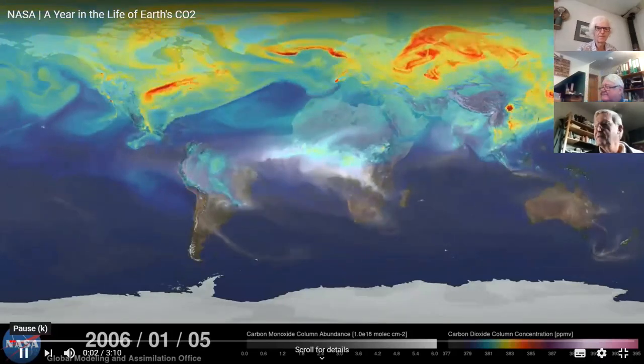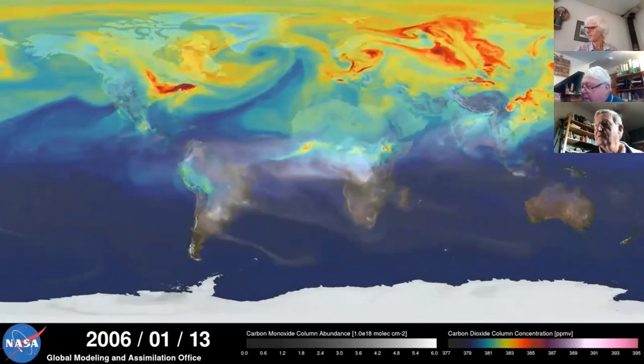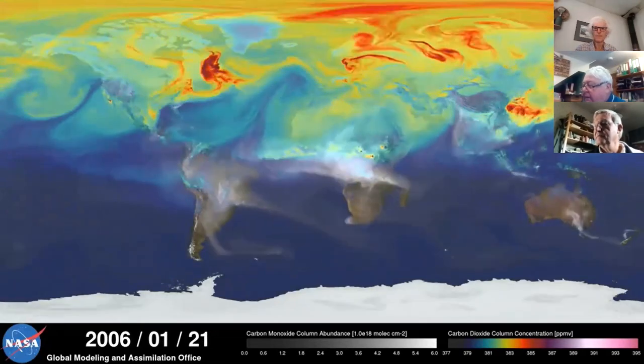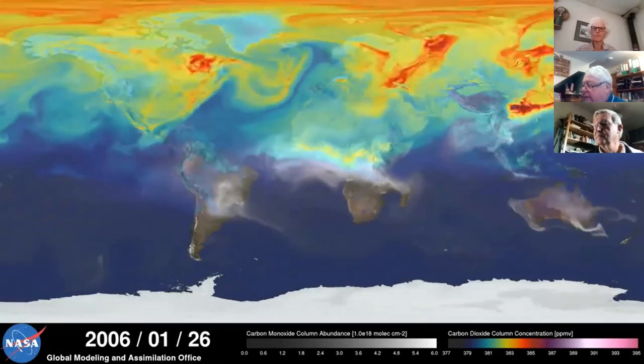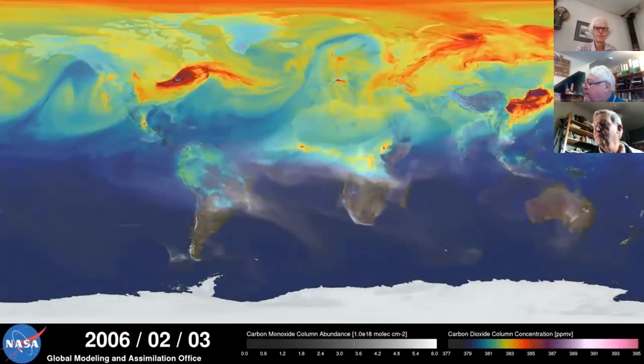Hi, this is Bill Putnam. I'm a climate scientist at NASA's Goddard Space Flight Center. What you're looking at is a supercomputer model of carbon dioxide levels in the Earth's atmosphere. The visualization compresses 1 year of data into a few minutes.